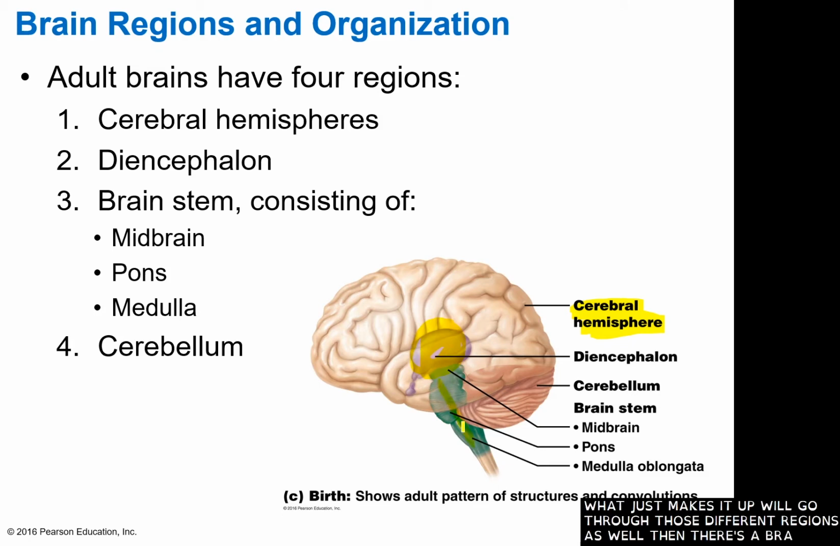Then there's the brain stem, which makes up the midbrain, pons, and medulla oblongata. And then there's the cerebellum back here. So all the important parts, we're going to go through these step by step now.